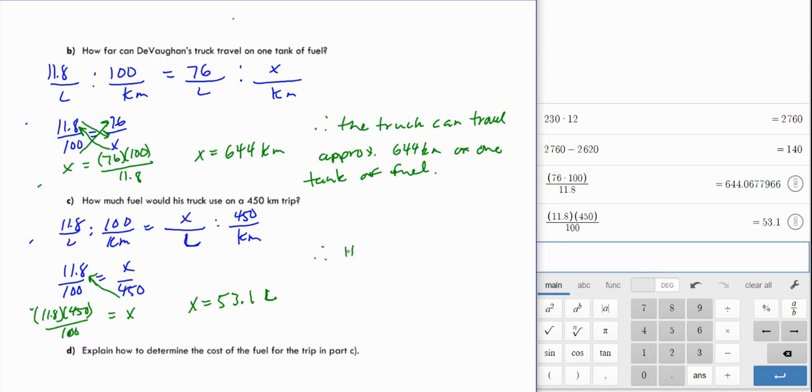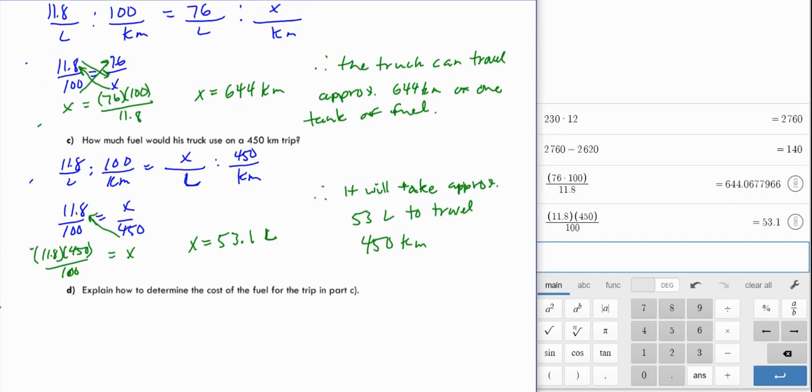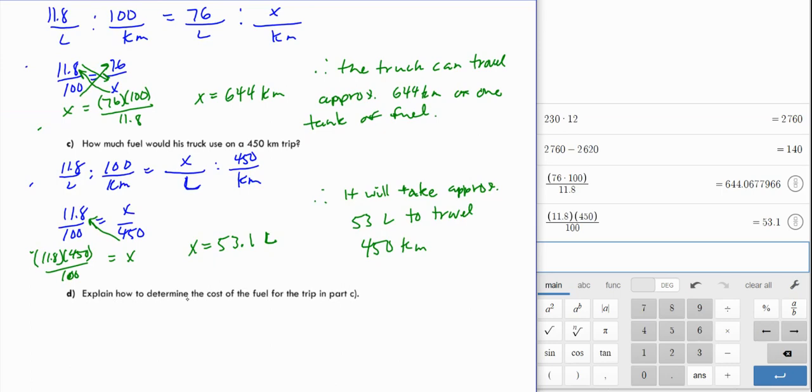Therefore, it will take approximately 53 liters to travel 450 kilometers. Good. So the next question says, explain how to determine the cost of the fuel for a trip in part C.